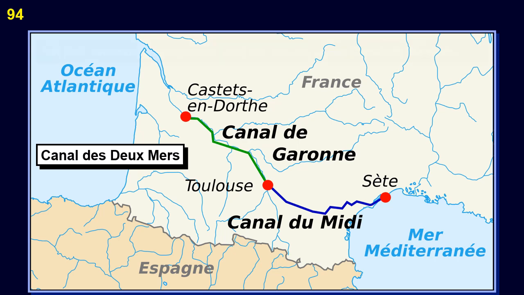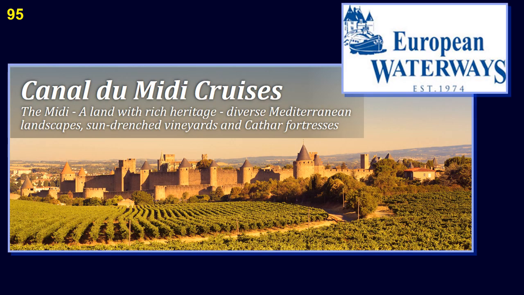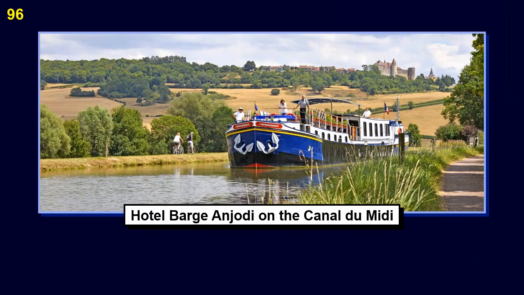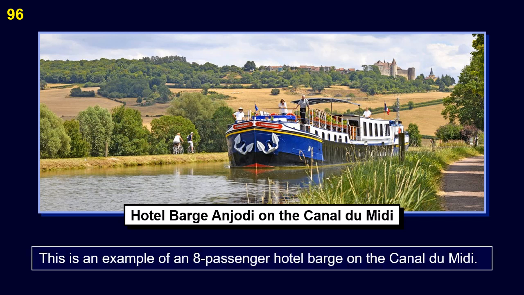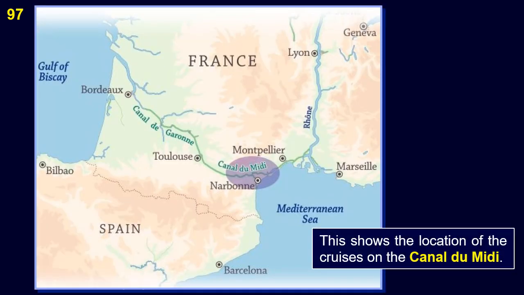The Canal des Deux Mers, or in English, the Two Seas Canal, describes the path from the Atlantic to the Mediterranean, of which the Canal du Midi was the first man-made component, and the second is the Canal de Garonne. There are river barge-type cruises on the Canal du Midi. This is an example of an 8-passenger hotel barge on the Canal du Midi. This shows the location of the cruises on the Canal du Midi.